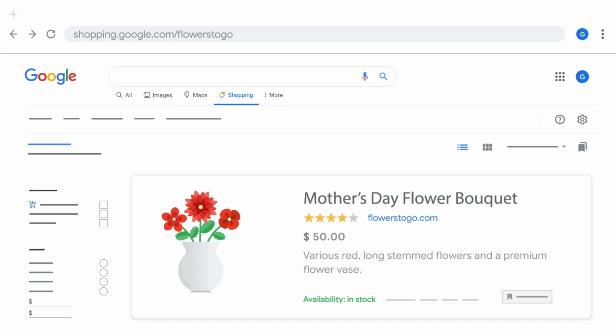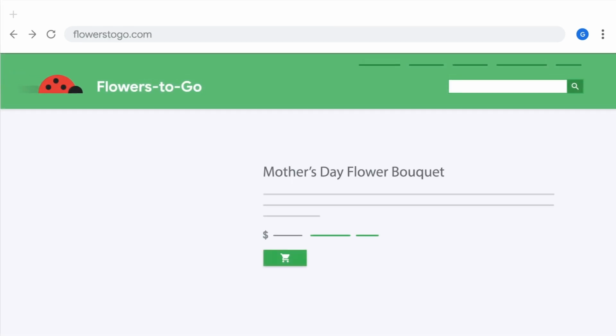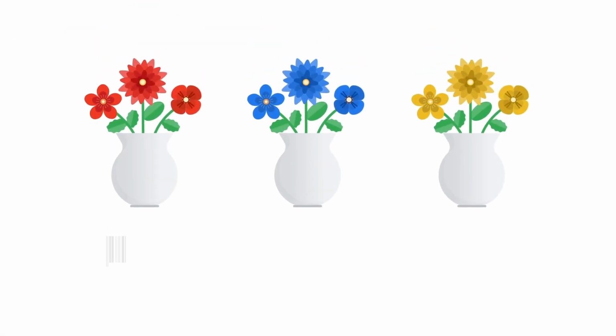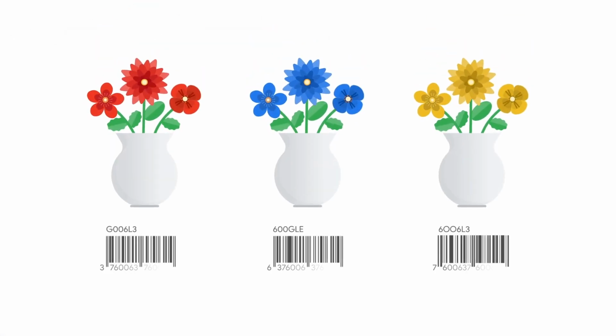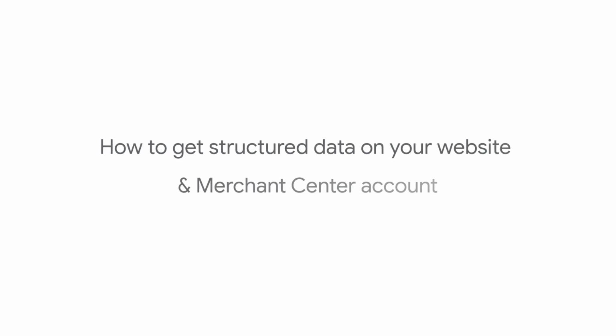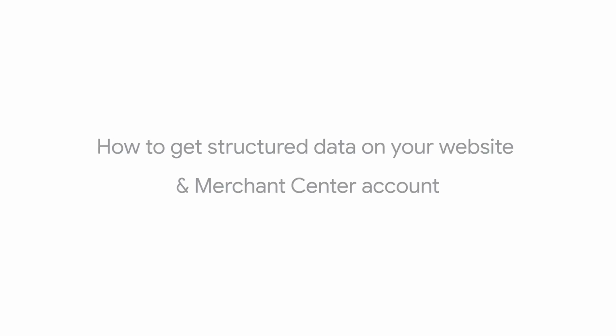In order for Google's crawler to match the structured data to your product data, there should be a single offer on your landing page. Or, if there are multiple offers, each offer should be annotated with an SKU and/or GTIN that corresponds with your Merchant Center product data. Here's how to get it on your site and Merchant Center account.